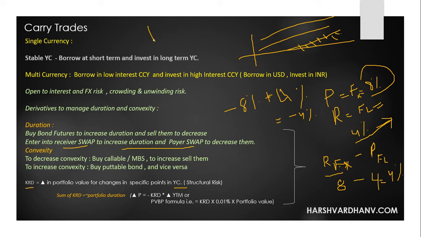But you could have a scenario wherein the yield curve is like this, and it stays like this, and it moves like this. So only certain points on the yield curve are getting impacted. So this is a structural risk. Only those points which get impacted, and the change in bond value due to the change in the duration of those points, is known as the key rate duration. Formula remains the same: change in portfolio is duration times change in YTM, or the PV01 formula.